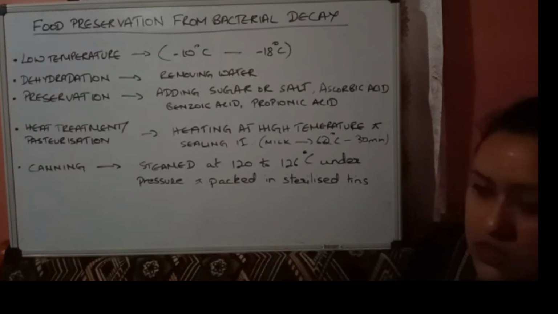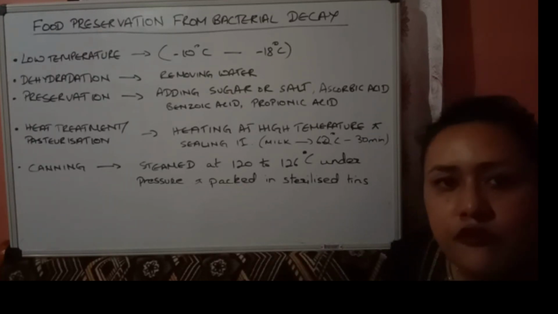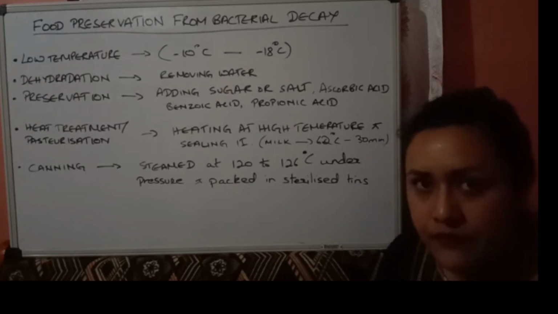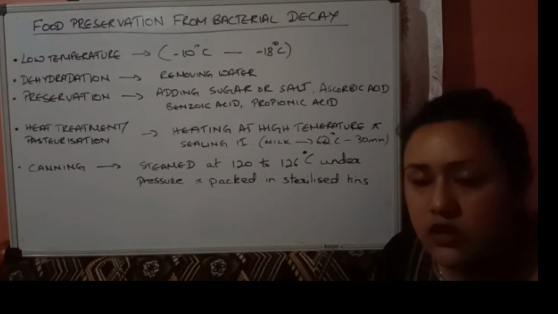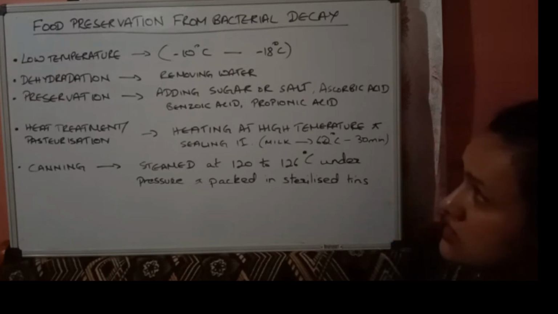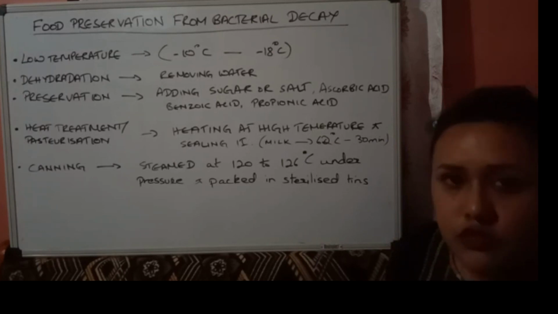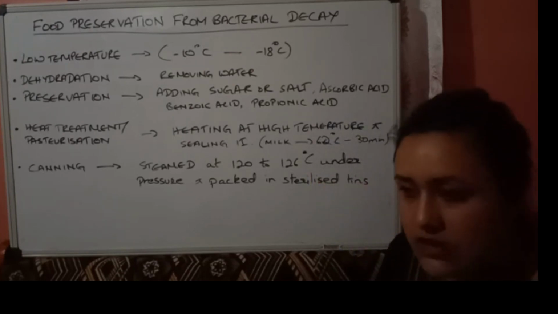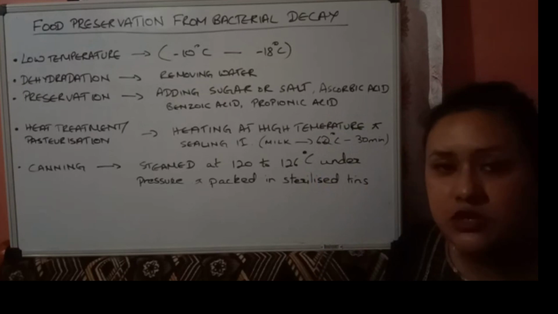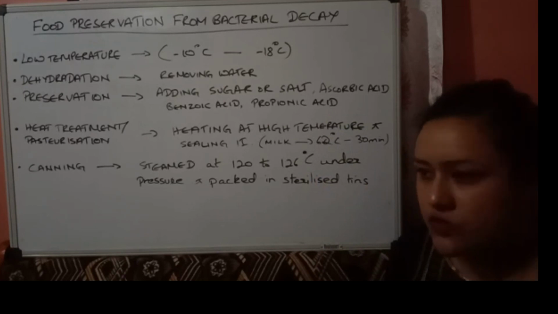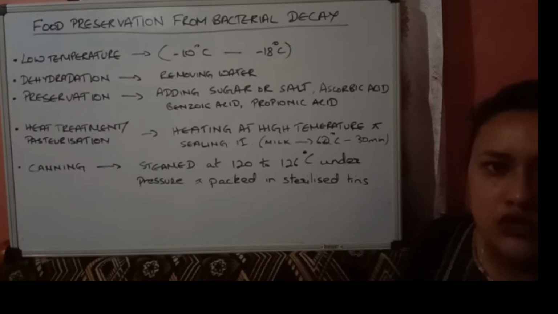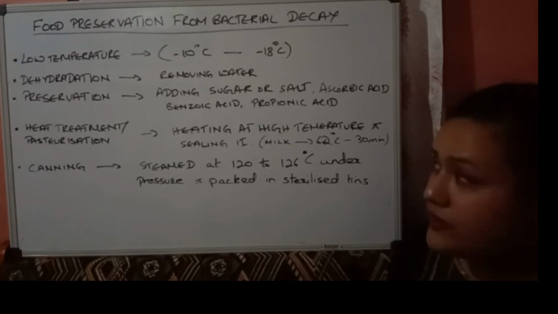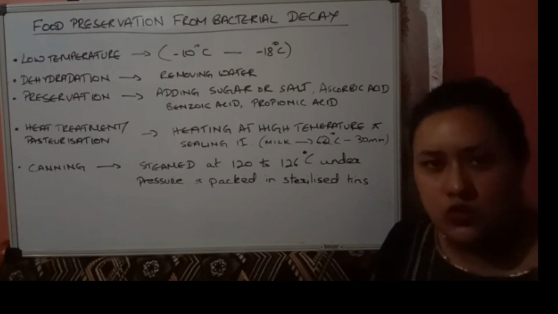So these are the different methods by which we can preserve our food from different bacterial decays or bacterial infections, such that the food does not get spoiled. These are the methods to prevent food from bacterial decay, and we can control the growth or multiplication of bacteria in the food. So I hope you have understood.